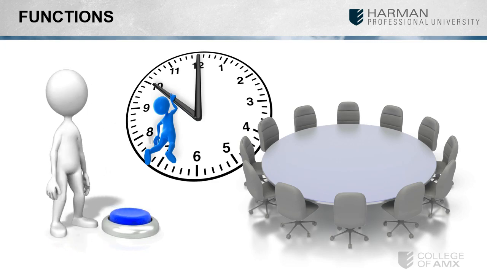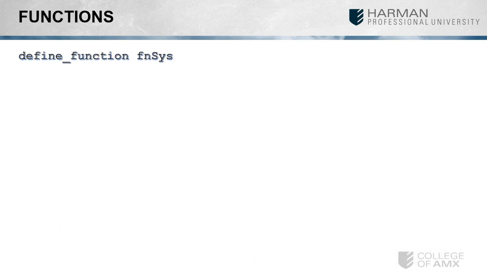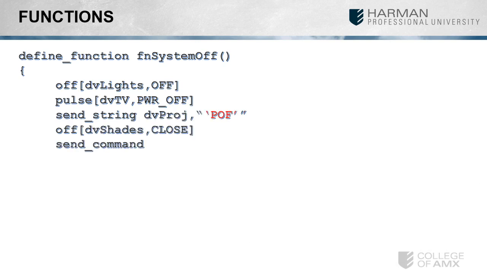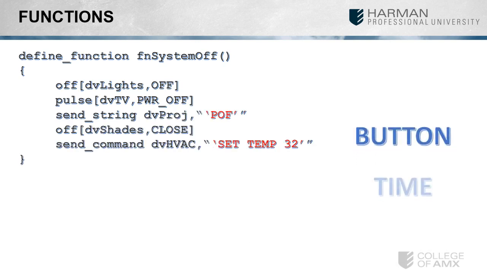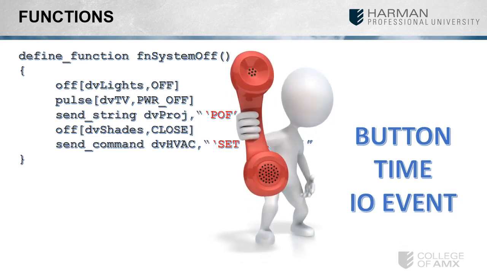This is very redundant and seems like a waste of time. A function can act as a macro and save you a ton of typing. You can build all the code once, and then the button event, time of day event, and I/O event can simply call the function to have it execute.